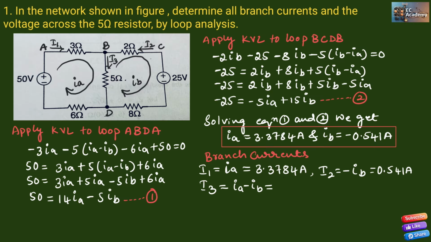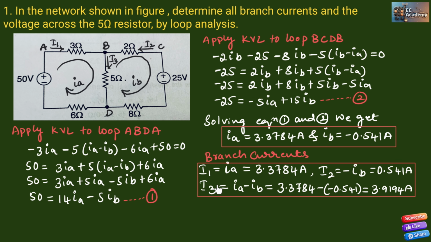So I3 will be equal to 3.3784 minus of minus 0.541. So I3 will be equal to 3.9194 amperes. Now you can find I3 in one more way. You can take I3 is equal to I1 plus I2 and you can find the value. You will get the same answer.